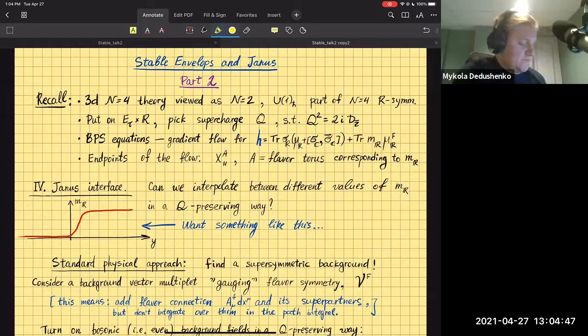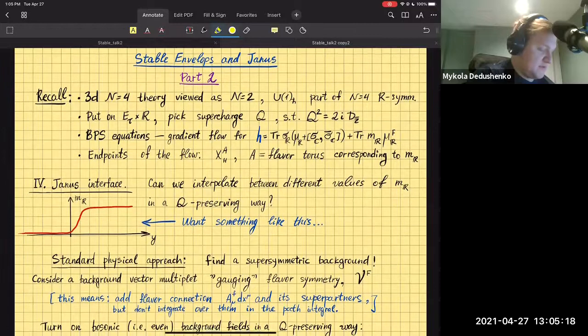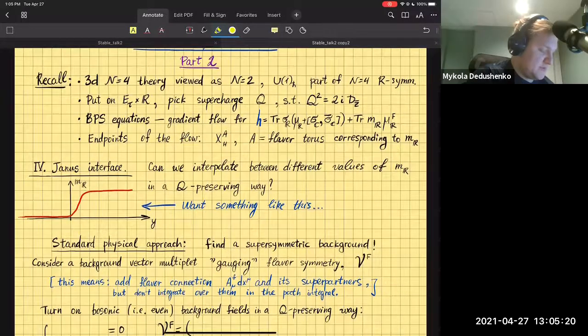Now, let's continue with this. The question is, can we interpolate between different values of mass in a supersymmetric way? Basically, we want the mass to change somehow in the y direction, where y is the coordinate on R, thought of as Euclidean time. And we want to preserve the supercharge, so we want this configuration to be compatible with supersymmetry.